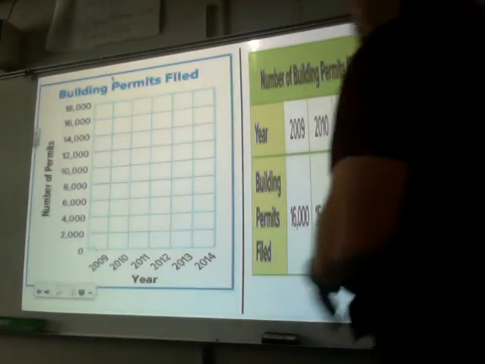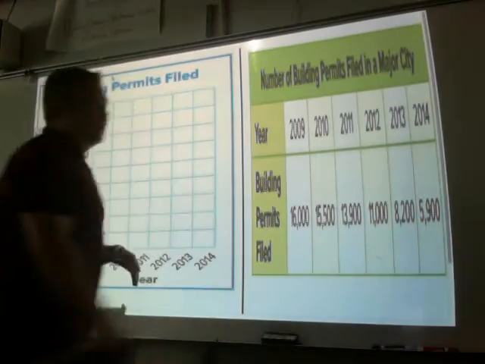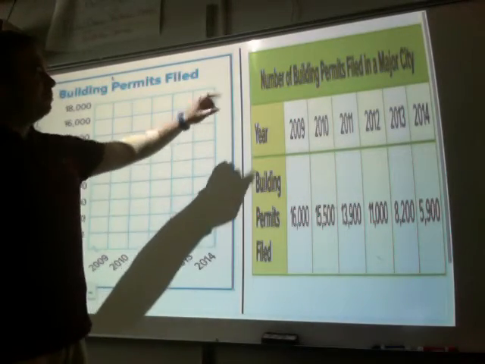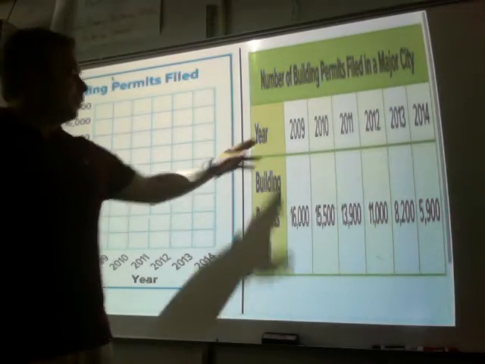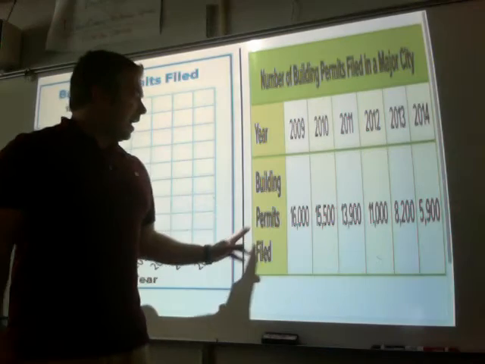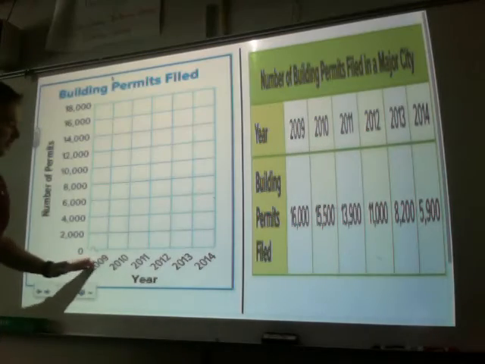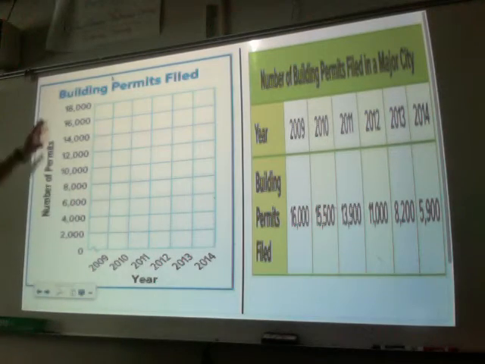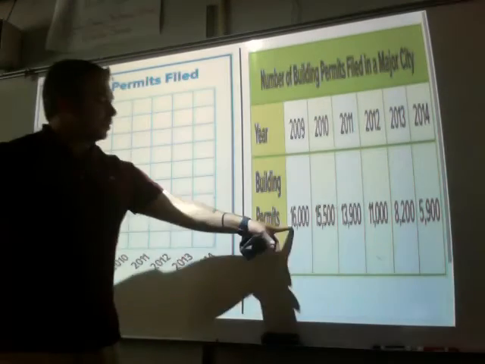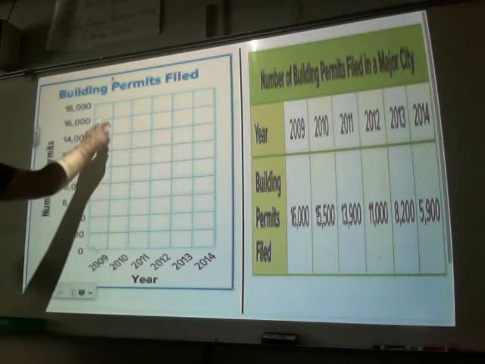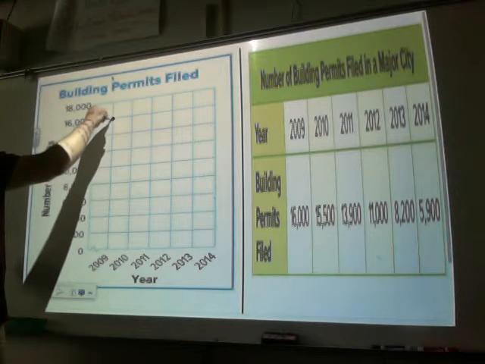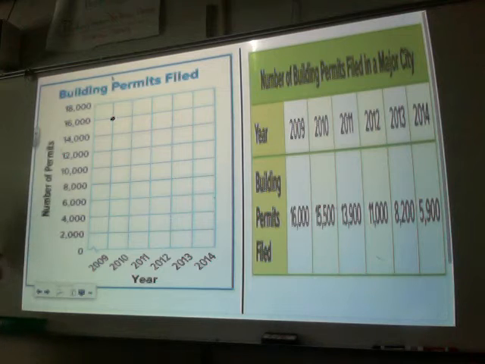All right, let's make a line graph just by looking at data. This says number of building permits filed in a major city. So we have the years right here and the amount over there. The years is our x and the amount is our y. In 2009, there were 16,000 permits filed. So I go to 2009, all up to 16,000, and there's my first dot. I'm going to make it nice and big to see.